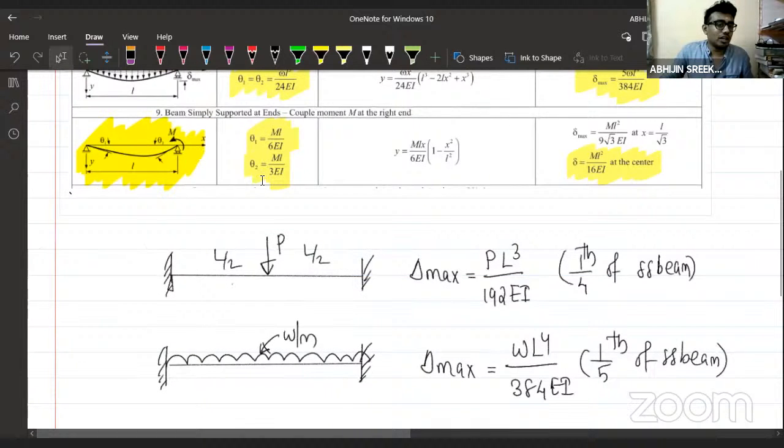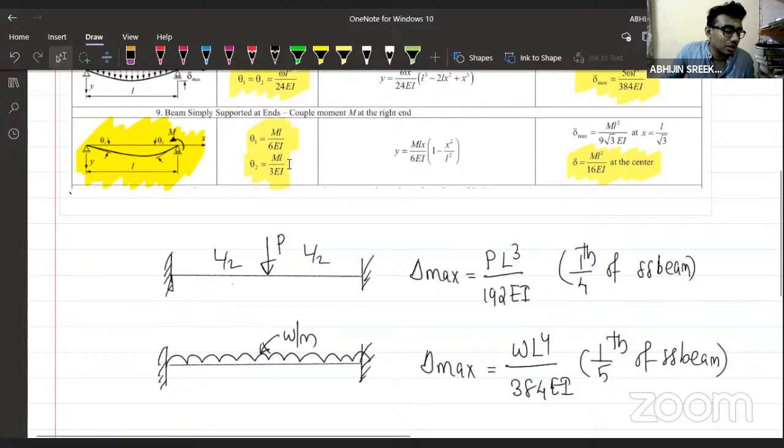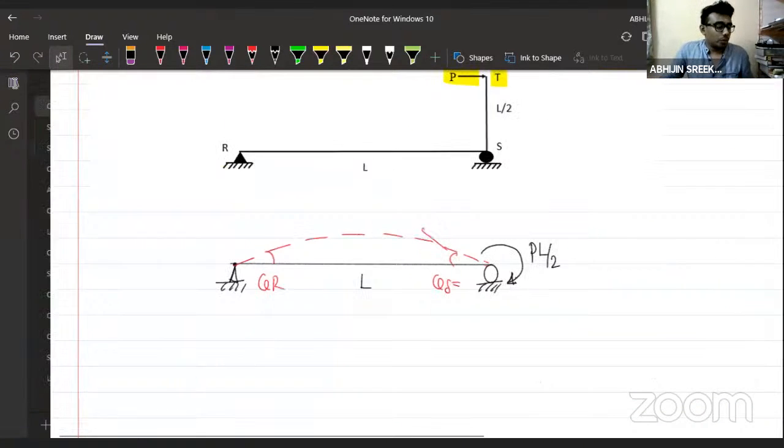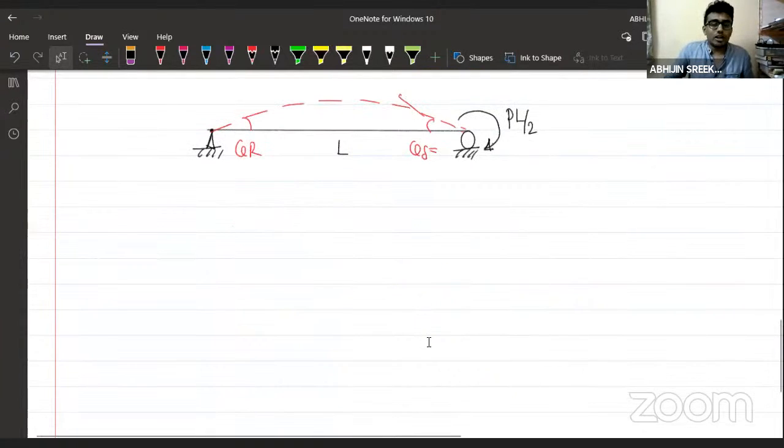What is the slope at the far end? Slope at the far end is ML divided by 6 EI. Correct or not? Agree with me or not? Exactly. The slope at the far end, theta R, is equal to ML divided by 6 EI.